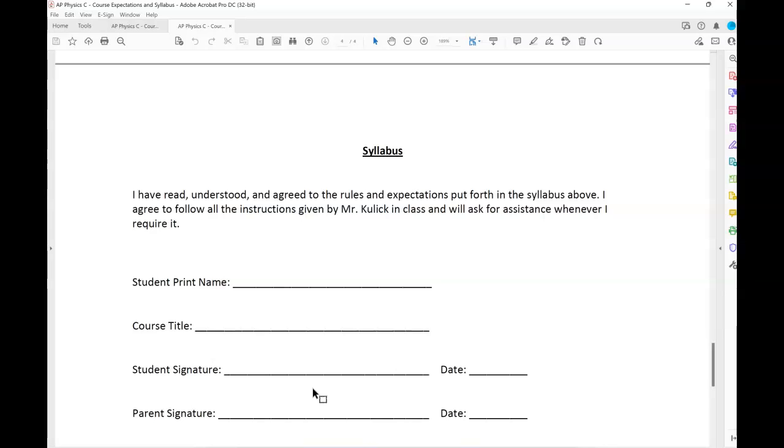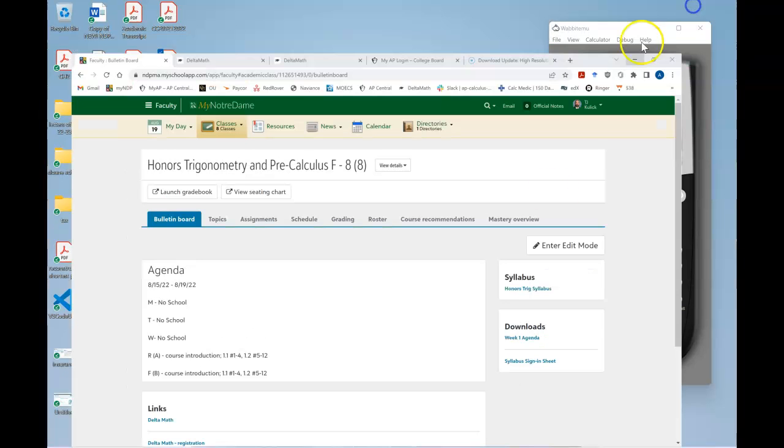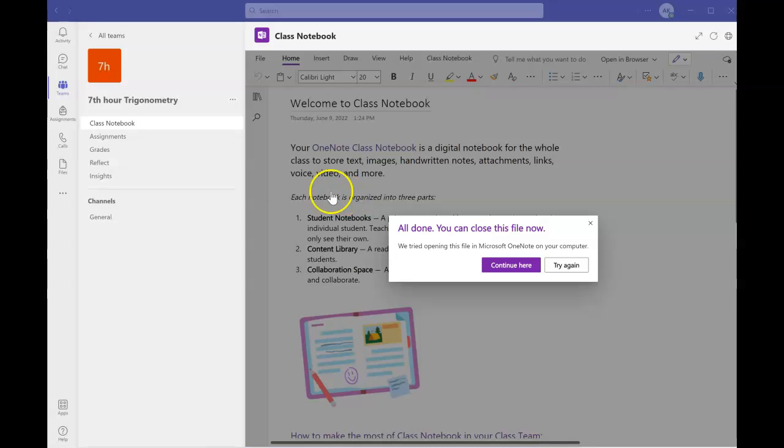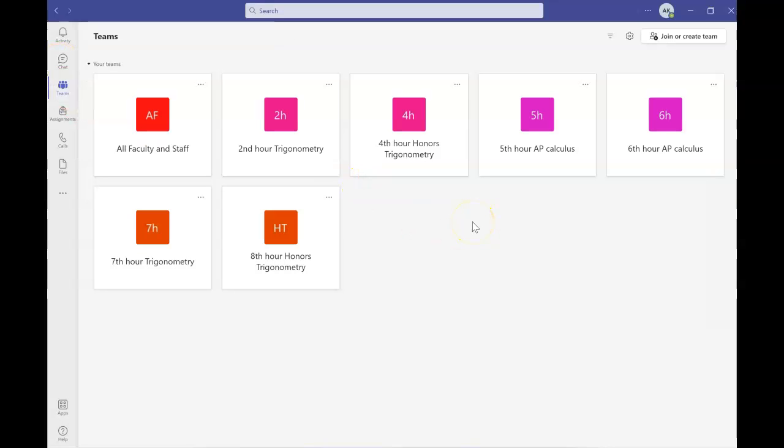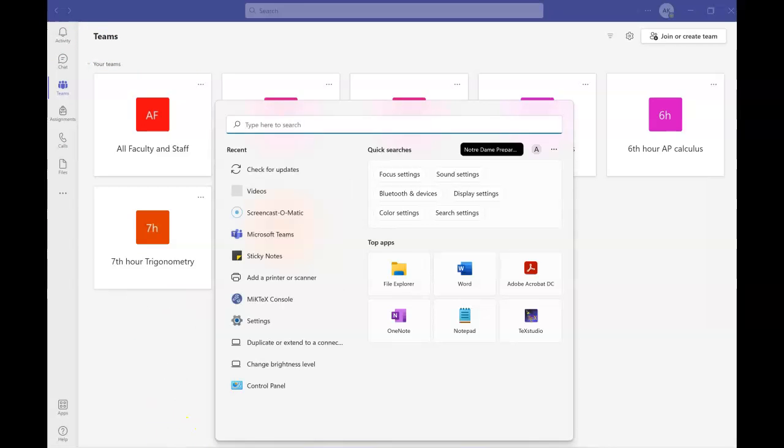Any questions so far? Okay, well, let's set up our OneNotes and talk about how we're going to do that. So take out your tablet for me. Get that thing fired up, and then open up Microsoft Teams. If you don't know how to find Microsoft Teams, the easiest way is to use the search, the magnifying glass, and just type in Teams into the search bar. Should pop right up.